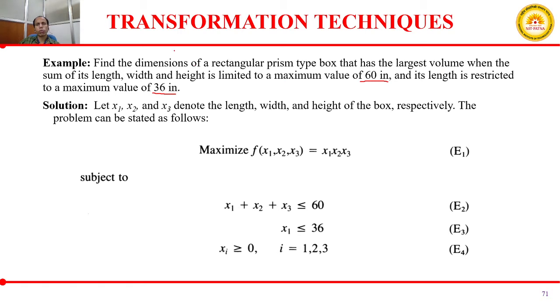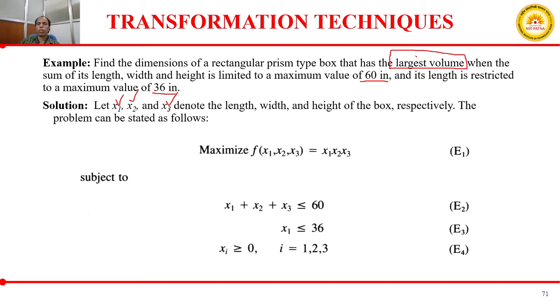What are we supposed to find out? We are supposed to find out the dimensions in such a way that it has the largest volume, given the condition that the summation of length, width, height is equal to 60 inch, and the maximum value of length may be 36 inch, right? So how can we formulate this problem? Let us denote length, width, height by x1, x2 and x3 respectively.